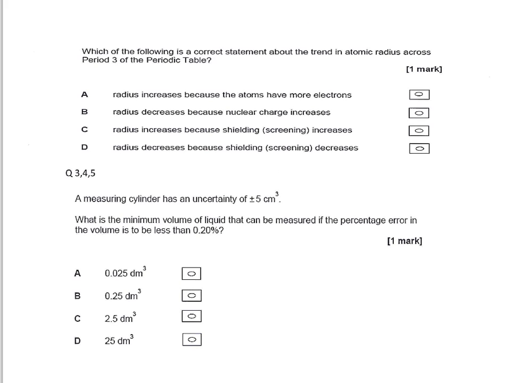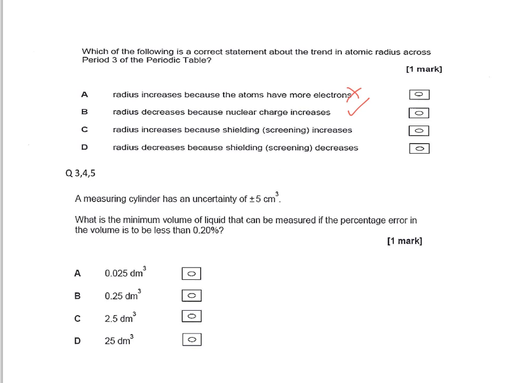This next question is looking about the trends in atomic radius across period 3 in the periodic table. So A says radius increases because the atoms have more electrons. That's untrue because the electrons are going into the same shell, so there's no additional electron shells, so in fact the radius decreases. So B, the radius decreases because nuclear charge increases. Well, the effect of nuclear charge increasing is going to pull everything in. So that one should be true, but let's just check the others to make sure.